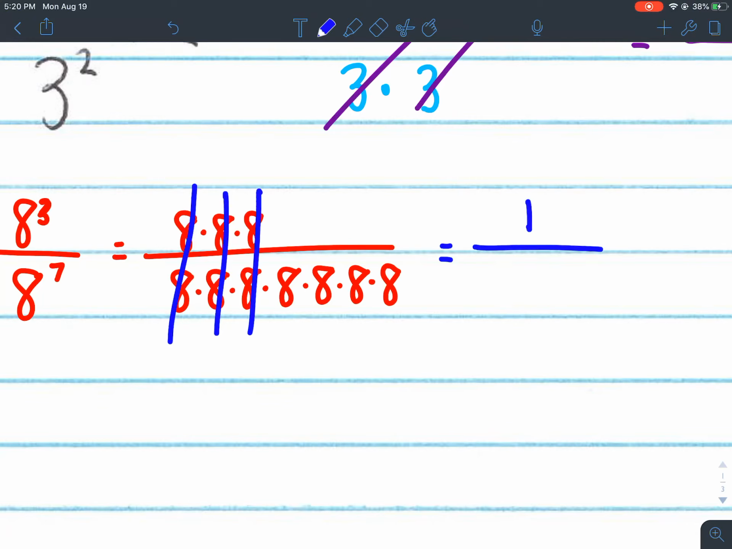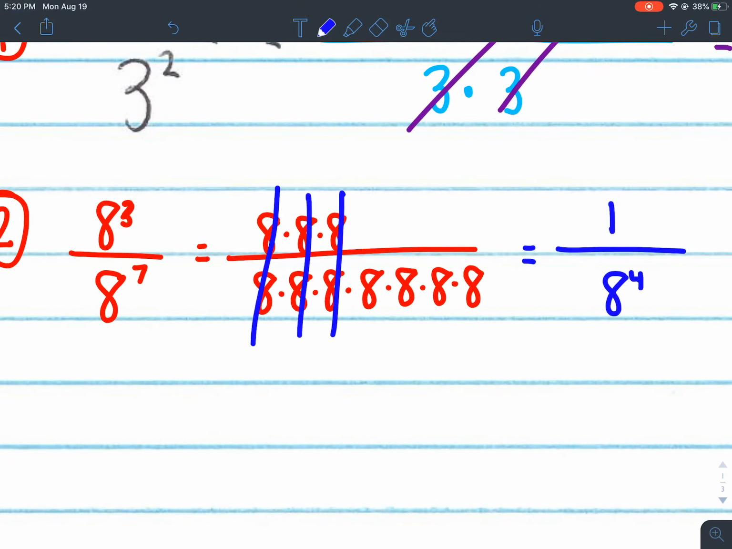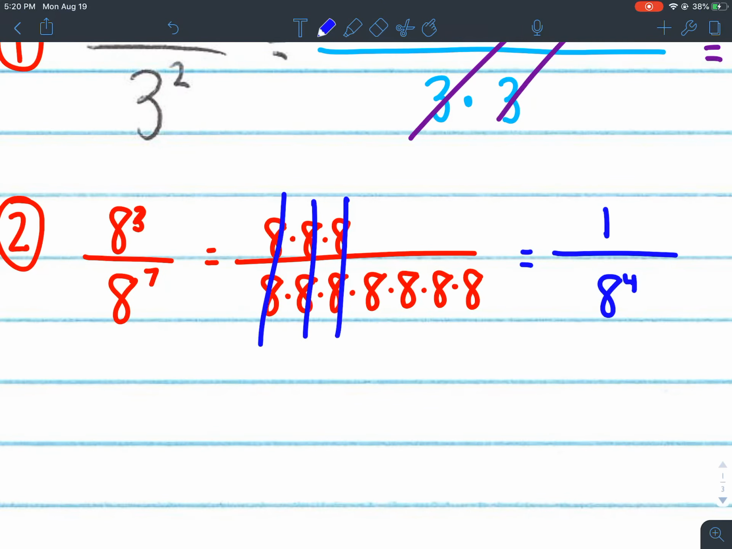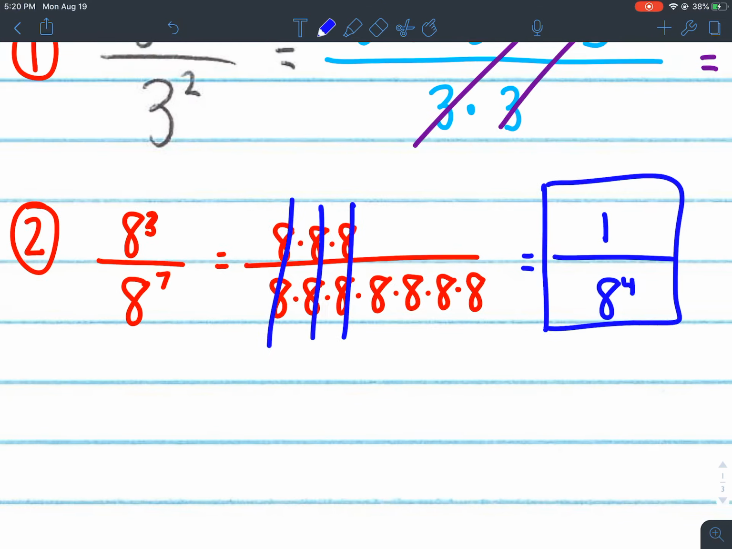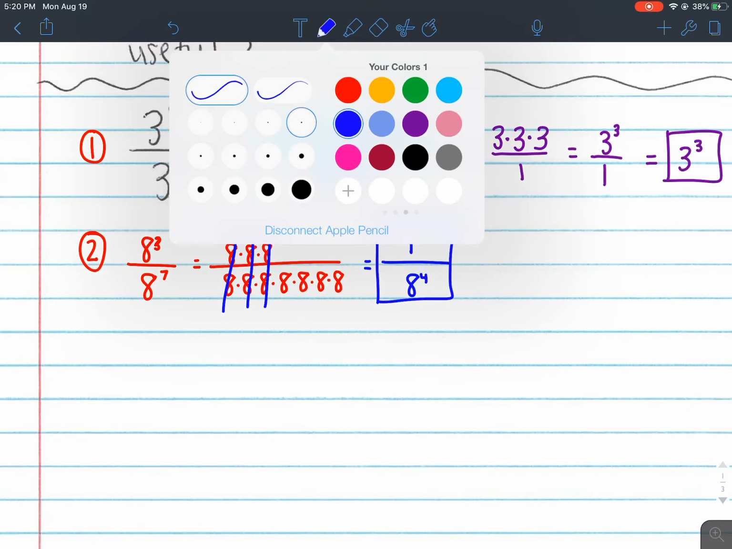And then how many 8's do I have left in the denominator? Well, I have 4, so that would be 8 to the 4th. So again, we're kind of taking the difference here. So where do you have more 8's? You have more 8's in the denominator, right? You have more there, and then you just take the difference. So if you take the difference between 7 and 3, that's going to be 4. You have more of them in the denominator, so that would be your answer. So that is number 2 that we're going to go over.